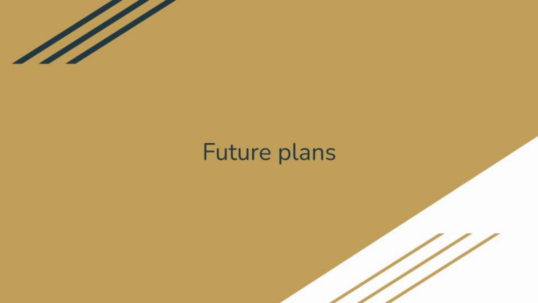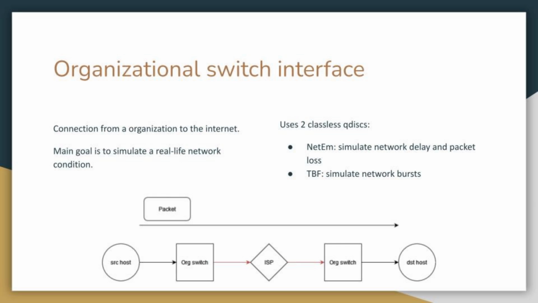In the following slides, we will show some concepts that we did not implement due to technical and time constraints. First, we were originally planning to have some sort of traffic control egress from the organization switches. This will simulate a real-life network where there would be more delay, loss, and jitter. We would use two types of queuing disciplines to achieve this. One of them is NetEm, which is a simulation tool that includes delay and packet loss, and TBF, which simulates network bursts.